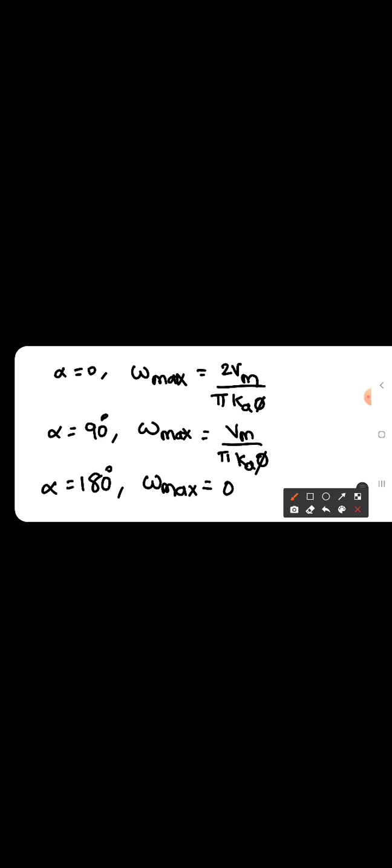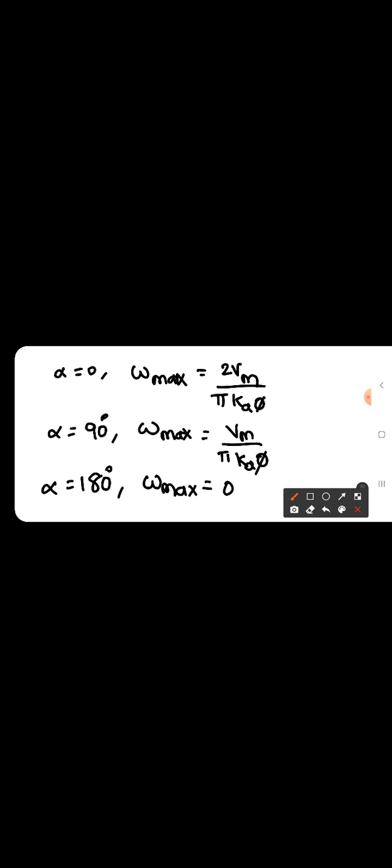Hence we can say, as firing angle alpha is increased, the characteristics will move towards the horizon. Or we can also say the characteristics will move towards the x-axis. And the maximum speed point will move towards the horizon.